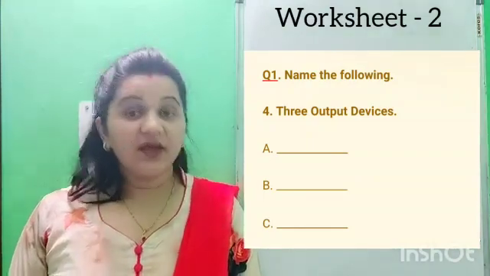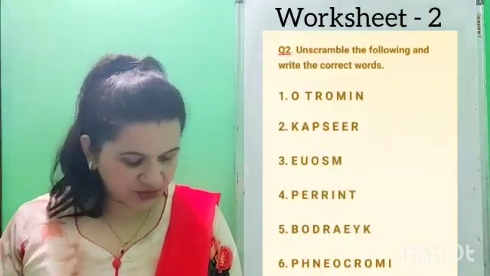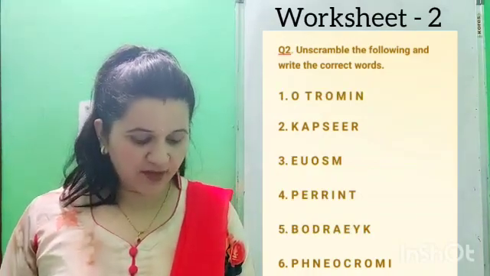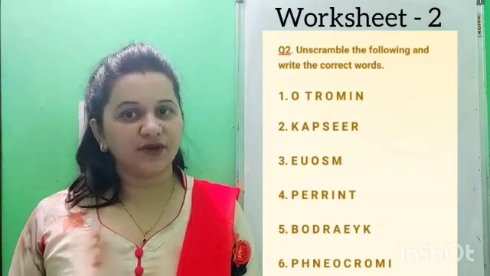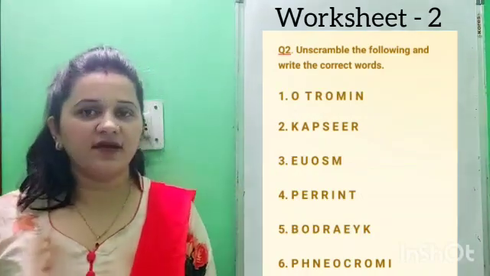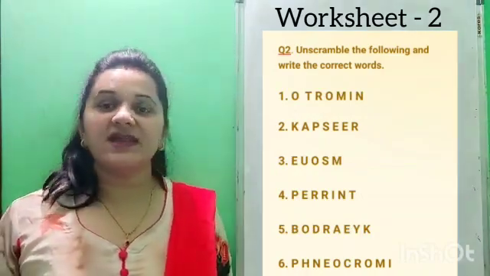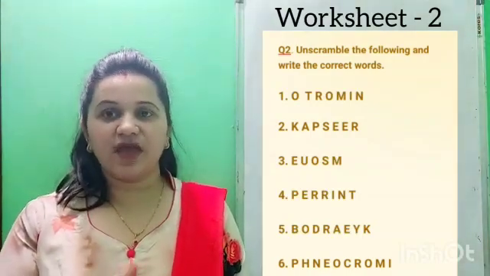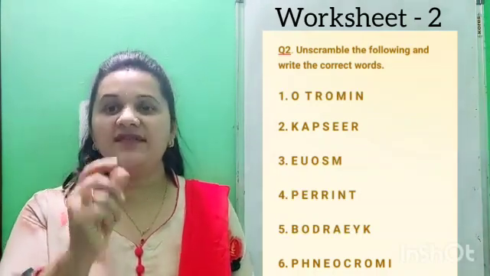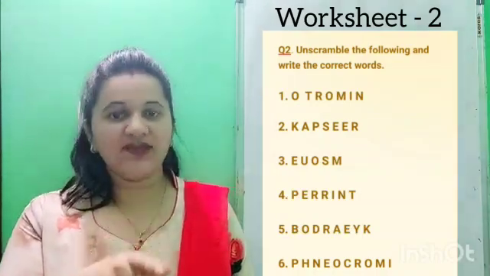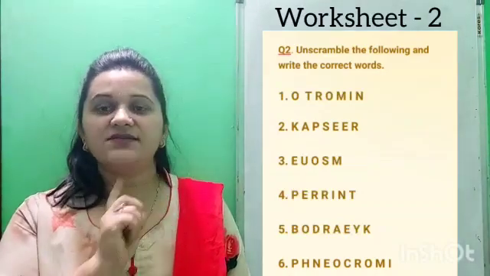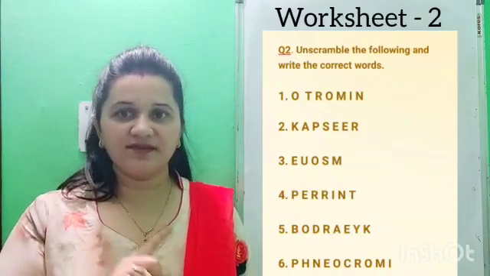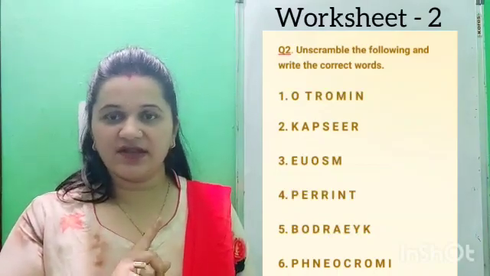Okay, children? Now, here comes our question number 2. Unscramble the following and write the correct word. Now, children, here I have given you 6 scrambled words. What you have to do is rearrange them and form a word. And that word is what? I am giving you the hint. These all are the parts of computer. Now it is easy for you to write down the names. Find out the names by rearranging the letters.